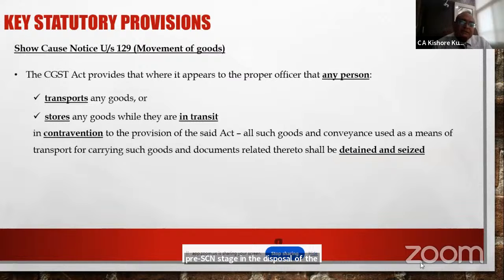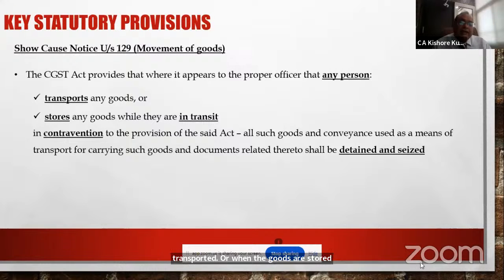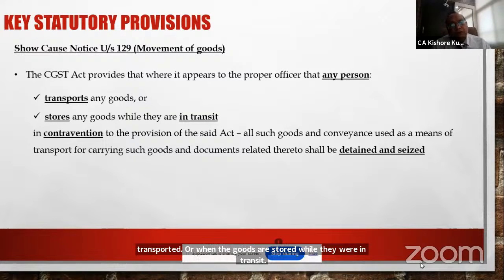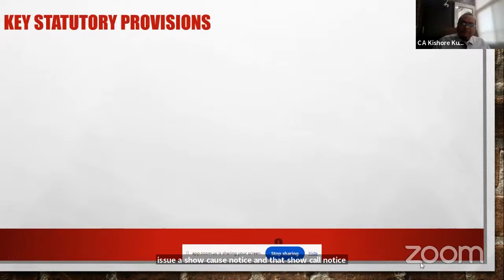Now, friends, I mentioned that there is one more section, section 129, which deals with movement of goods for which a show cause notice is issued. It typically covers cases when the goods are transported or stored while in transit and the provisions of GST law are not being properly followed. In all such cases, the proper officer has the power to detain the goods, to seize the vehicle, and to seize the documents that were accompanying the goods. In order to do so, the proper officer is required to issue a show cause notice, and that show cause notice will be issued under section 129 of the GST Act.